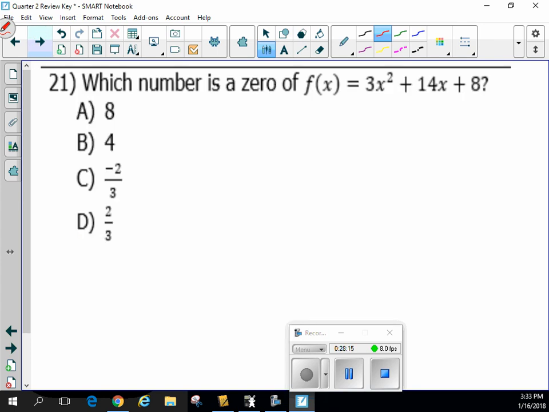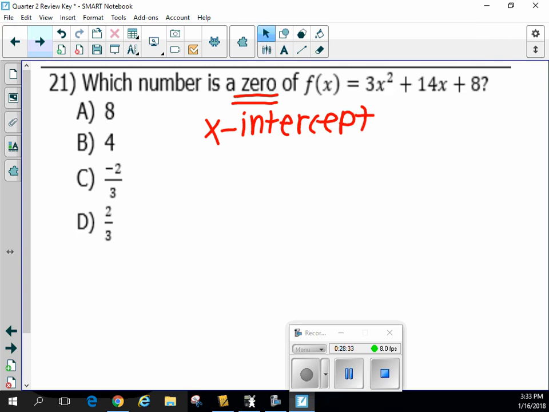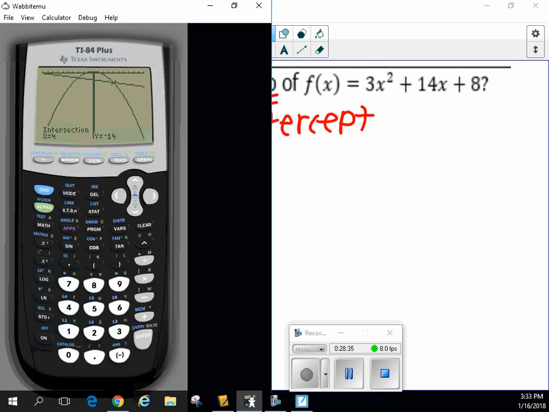Number 21, it says which number is a 0 to this quadratic you have here. So in order to do this, all you really have to do is plug this into your calculator. Remember, the word 0 means an x-intercept. So here we are trying to find where it crosses the x-axis. So we're going to plug this into y1. So y equals, clear that out, 3x squared plus 14x plus 8, and down arrow, and remember we're here.